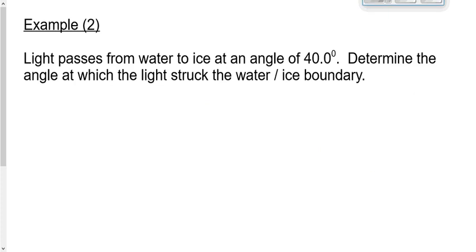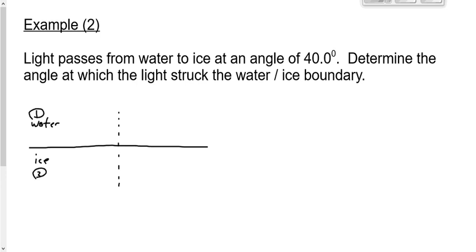Let's do example 2, and then we'll call it a day. Light passes from water to ice, so liquid water to ice, at an angle of 40 degrees. Determine the angle at which the light struck the water/ice boundary. Let's draw a picture of this, okay? If you try to do this without drawing a picture, there's a pretty good chance you're going to mess up on it. We're going to say this is the water. We're going to call this medium 1, and this is the ice, we're going to call this medium 2. The light is passing from water to ice.